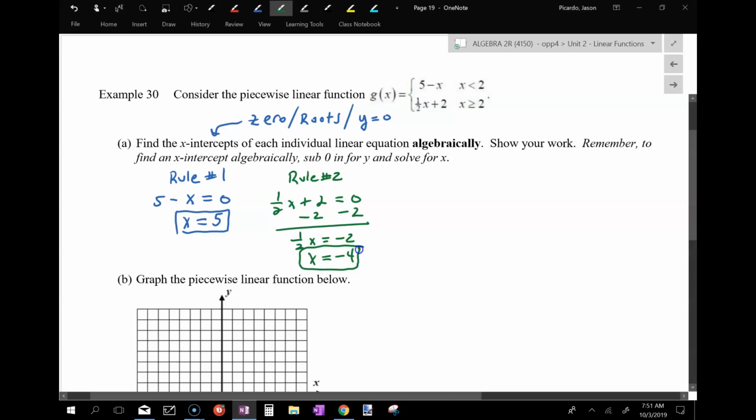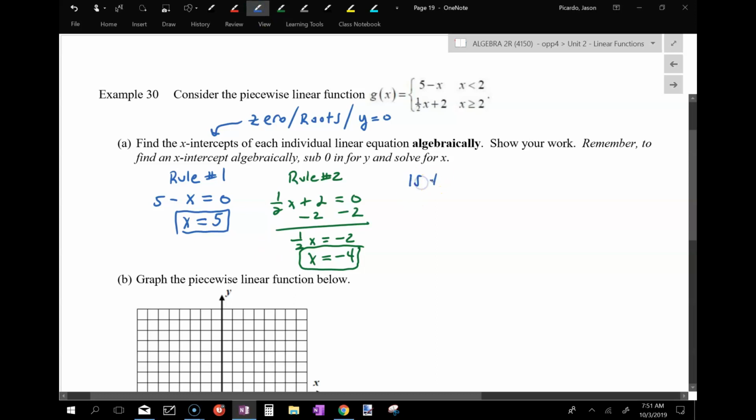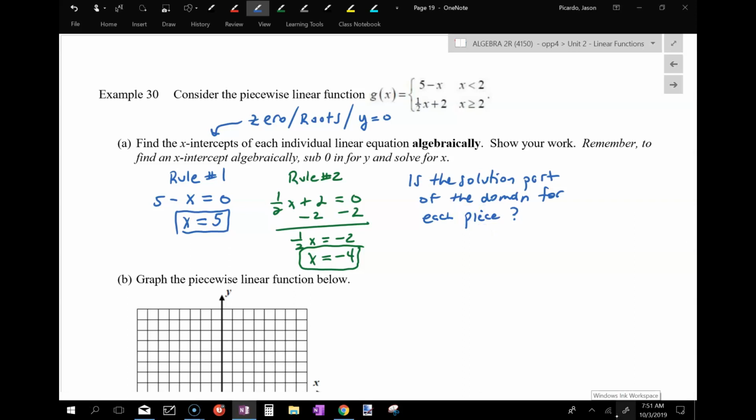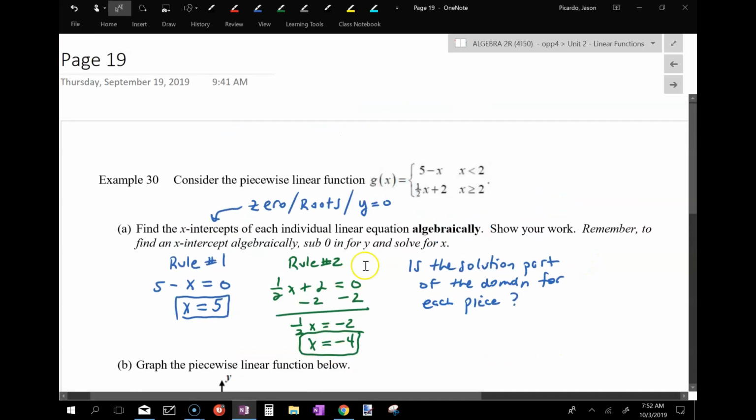So here's the thing, guys. How many answers do I think I have? I think I have 2 answers, right? But here's what I need to do. I got to ask myself, is the solution part of the domain for each piece? Now, when I ask that question at first, if you're good with vocab, it makes sense. If you're not great with vocab, let's go back to the previous page for a minute.